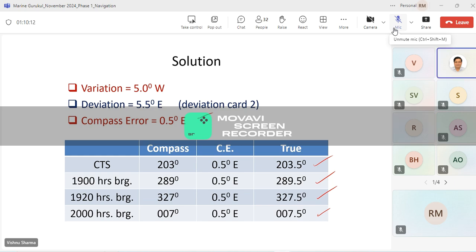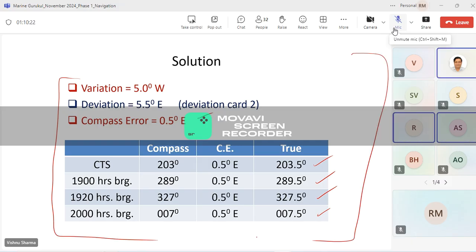Now, guys, we come to the question. Anybody has any doubts? We have already done it in class 1, guys. Sir, one doubt, sir. This deviation will change according to the heading, sir. So how the compass error? But where has the heading changed? Has the heading changed? These are bearings. These are not the headings. These are the directions of the lighthouses from the ship, right? Oh, sorry. My bad. Yes, understood.